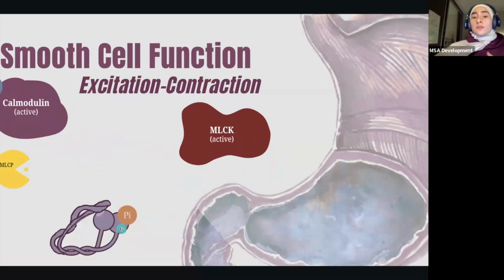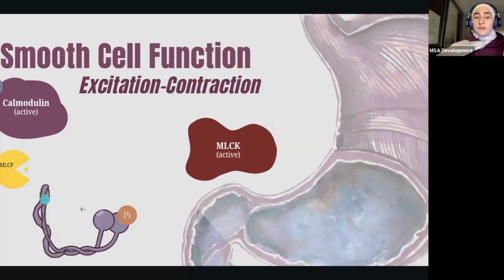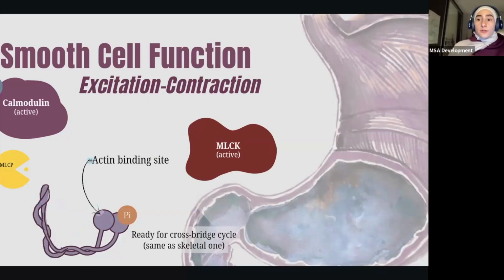What this is going to do is cause a conformational change in your myosin, which means it's just going to change shape, and the tail is going to move off and expose the binding site. Now that your binding site is exposed, you are ready to form a cross-bridge cycle, which means you're ready for the myosin and actin to bind together.